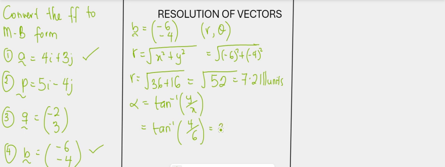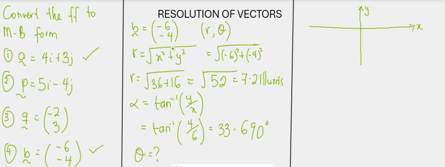This will give us 33.690 degrees. Now we need to find theta. Let's draw. We need to locate the vector. Now the question is, which quadrant will we find this vector in? Now we notice that both x and y components are negative. We know that on the left, x is negative, and then at the bottom, y is also negative. So that means we are moving to the third quadrant, first, second, third quadrant.